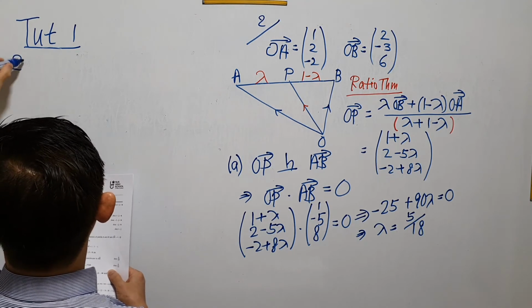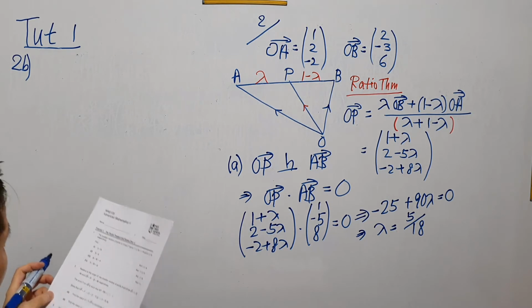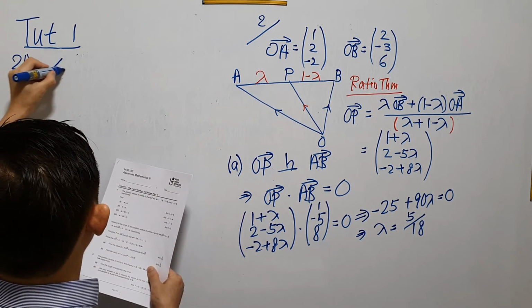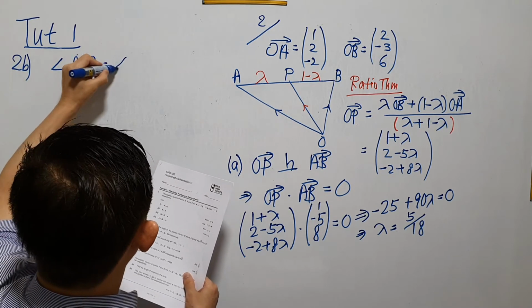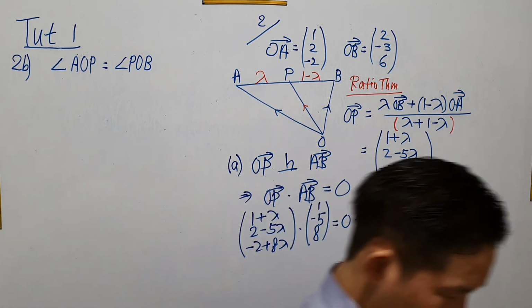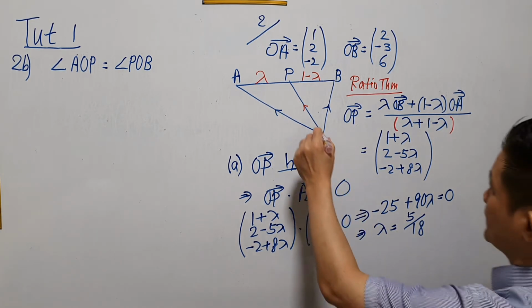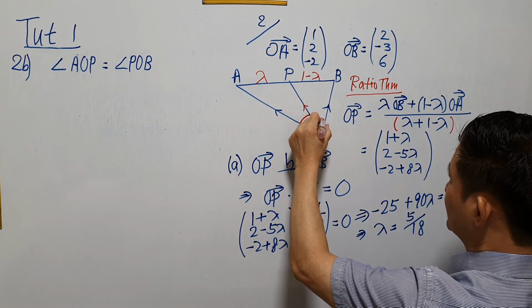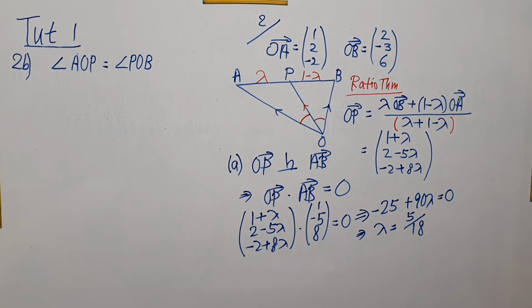In question 2B, you are told that the angle AOP is equal to angle POB. So what they're saying is these two angles are equal, this angle and this angle. And then they want you to find the value of lambda when this happens.